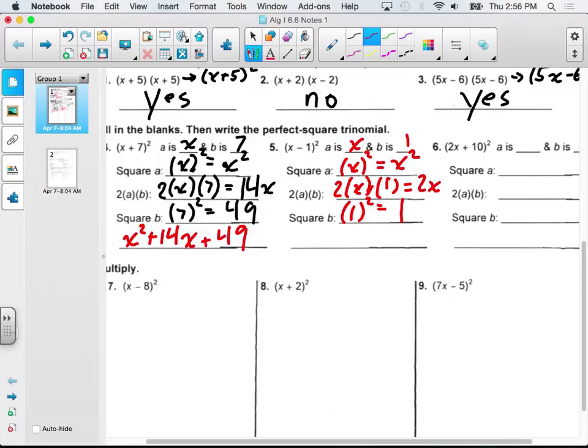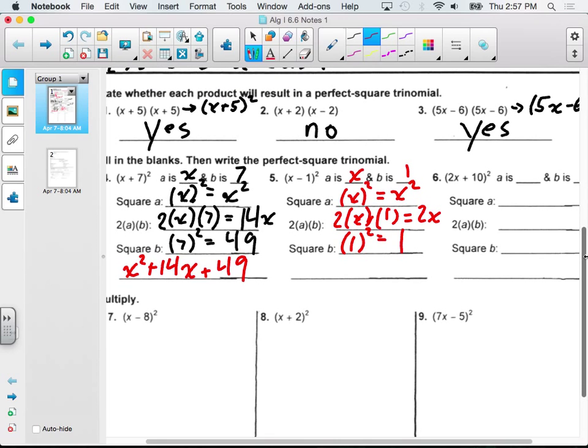So what model does this one look like? At the top of our notes, we have 2 of them. Does it look like the top one or the bottom one? So this one, x minus 1 squared, is the bottom one, right? So it's going to look like a squared minus 2ab plus b squared. So we have our first term, that goes first. Then we have that minus our 2x, and then we just have our b squared. Just tack that on.